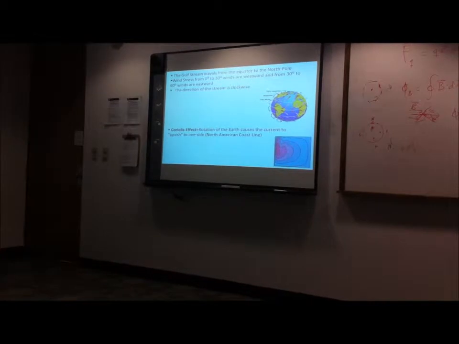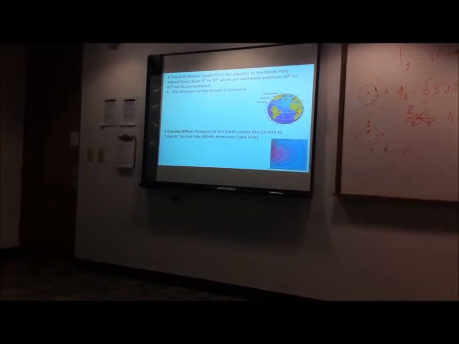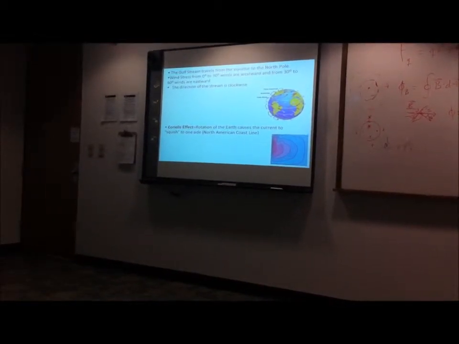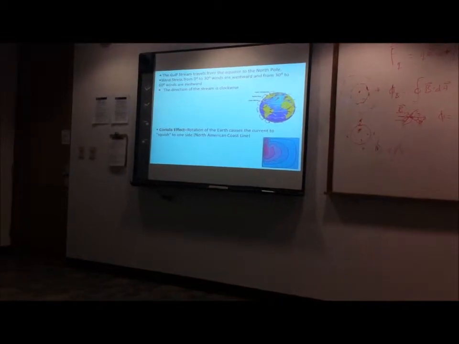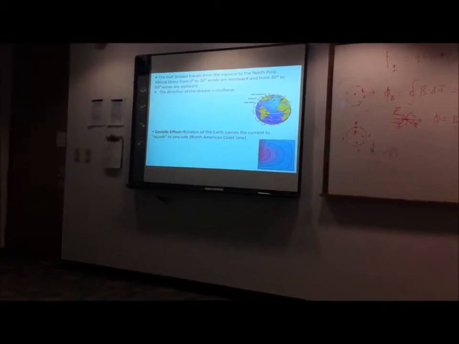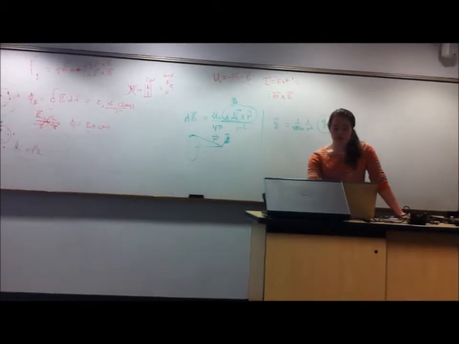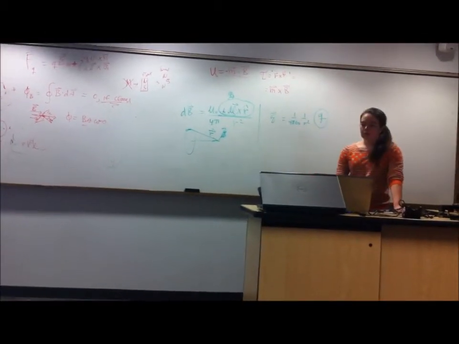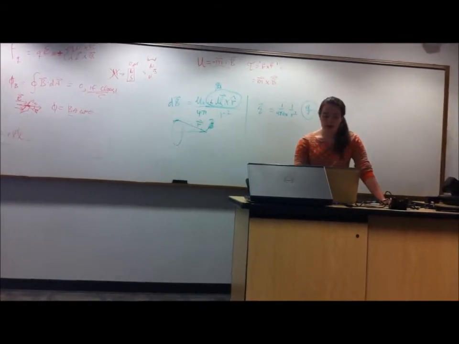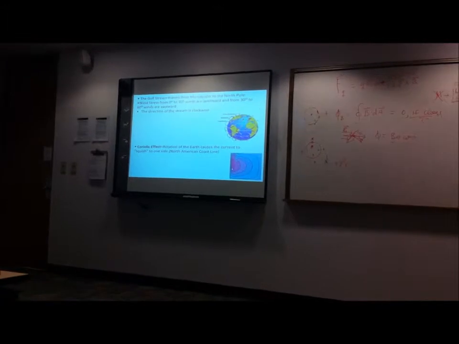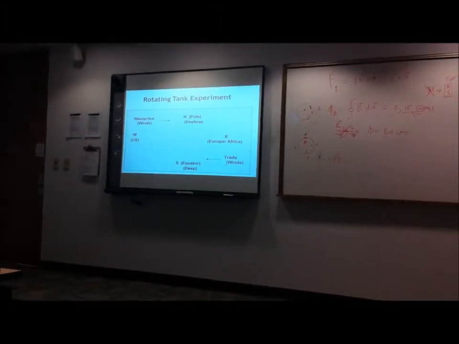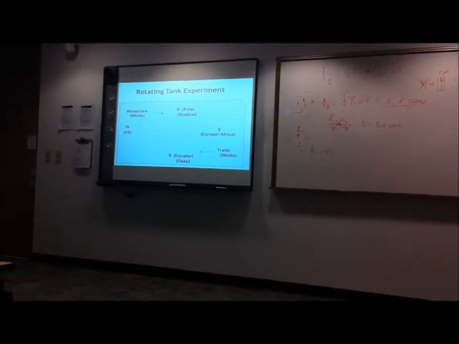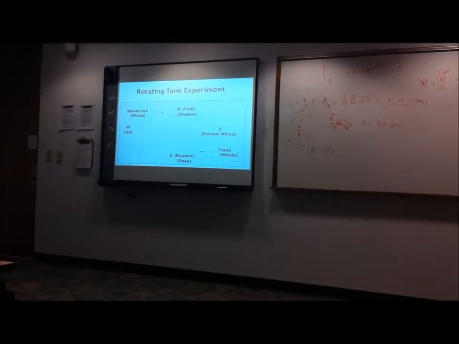The Gulf Stream travels from the equator to the North Pole. The wind stress from 0 to 30 degrees is westward, and these are known as the trade winds, and from 30 to 60 degrees the winds are eastward, and are known as the westerly winds. The direction of the current is clockwise, and the Coriolis effect causes the stream to squish up against the North American border.